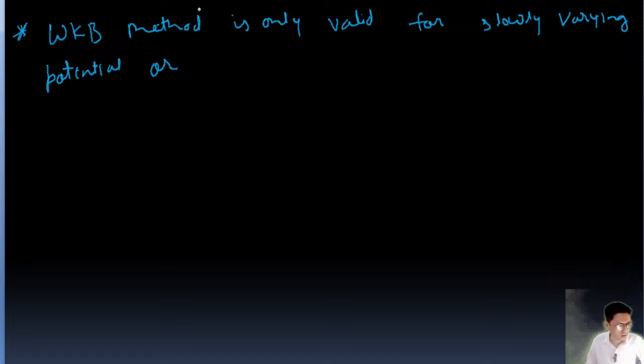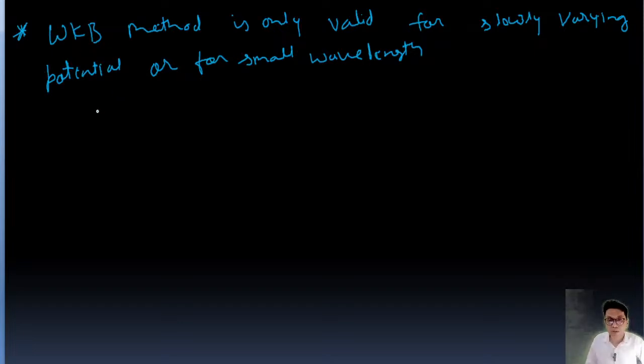So the WKB method is only valid for slowly varying potential. Slowly varying potential means that the potential is almost constant. Or for a small wavelength we use the WKB method, the Wenzel Kramer Brillouin method.